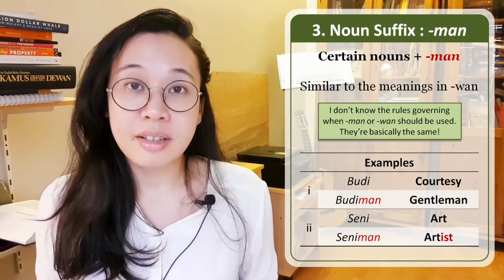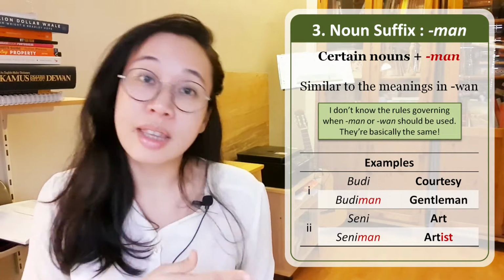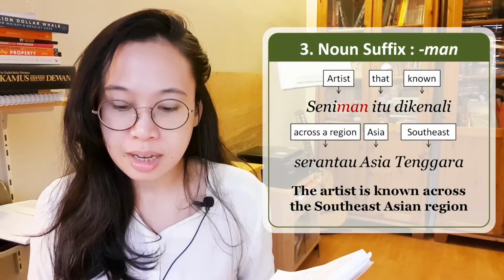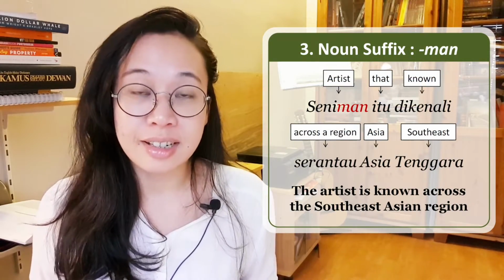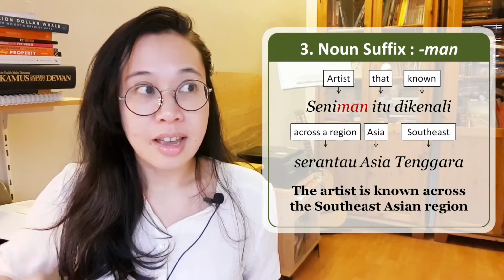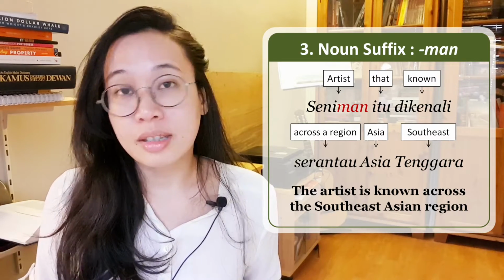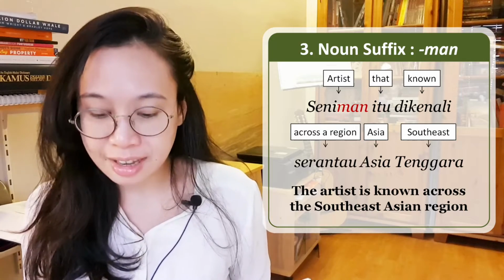So I don't know why certain things end with man and why certain things end with wan. Yeah, that's all I can give you. So an example of a sentence, seniman itu dikenali serantau Asia Tenggara. That artist is known across Southeast Asia, Asia Tenggara.